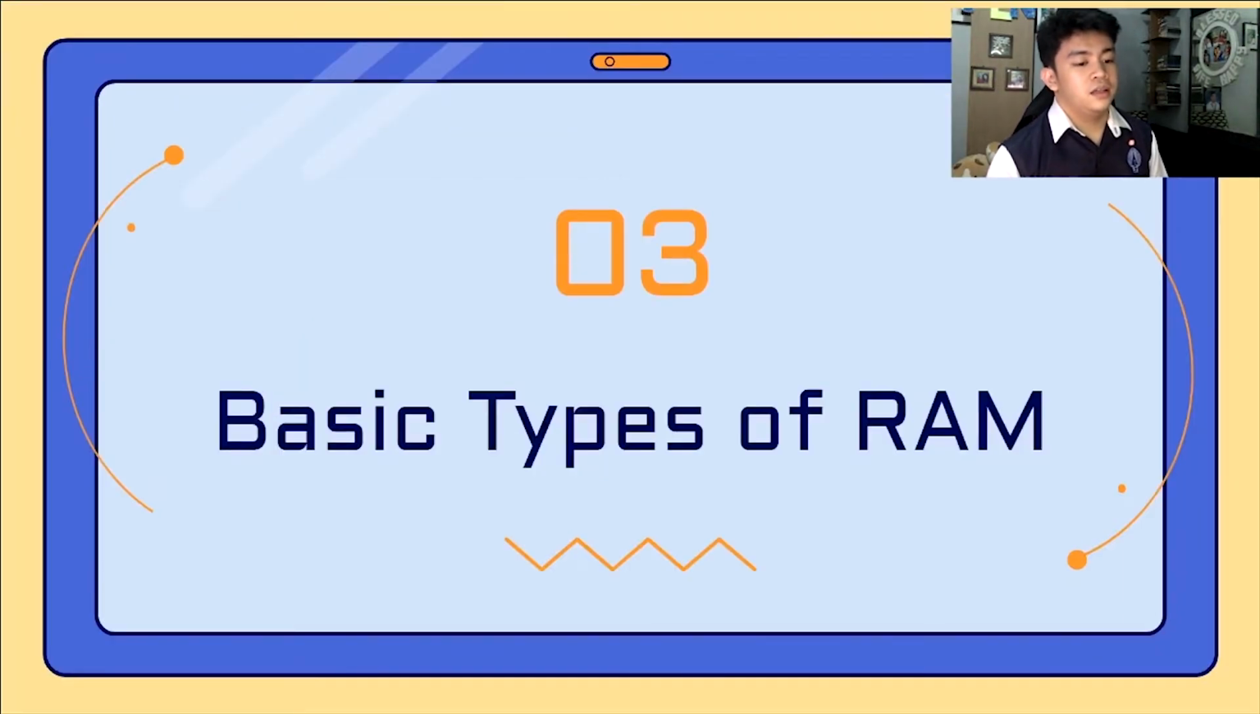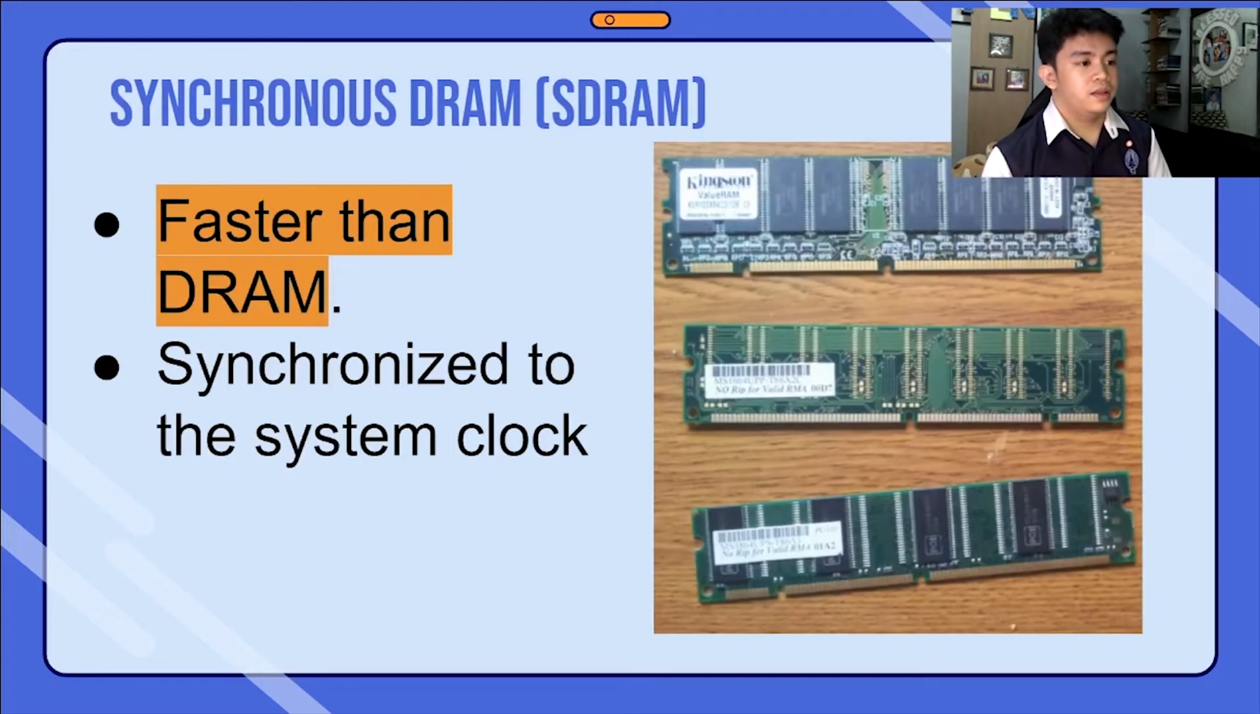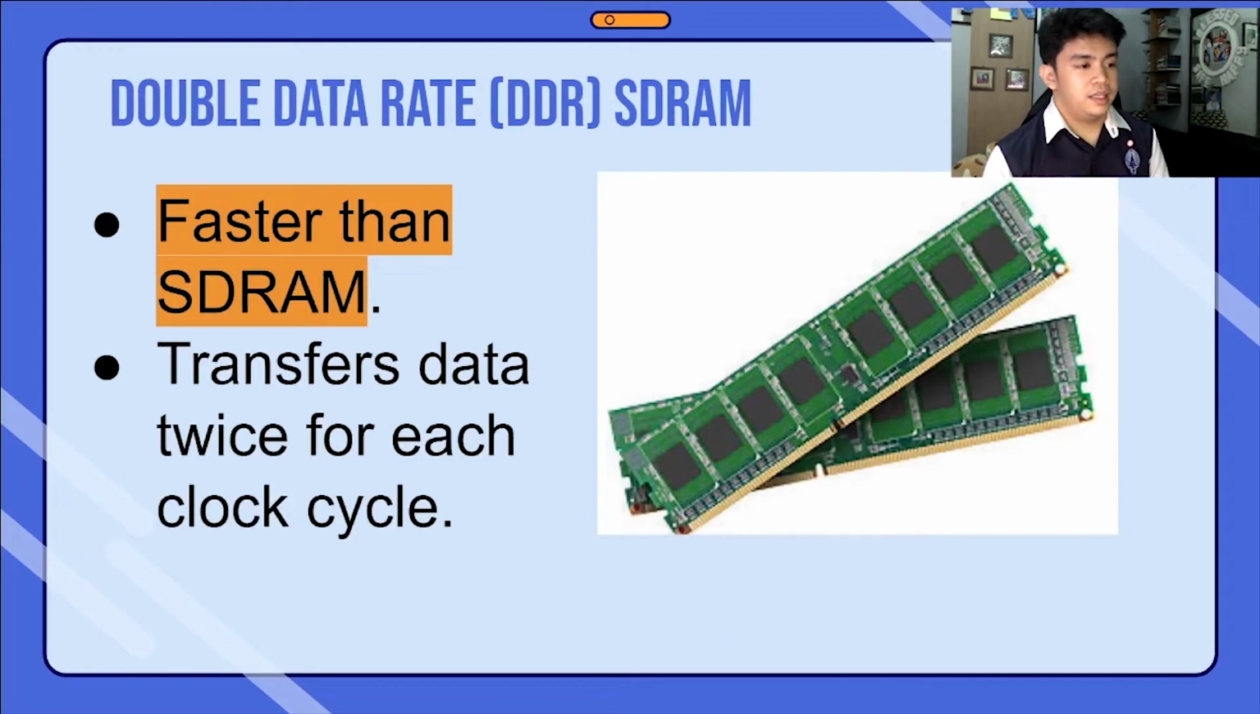Next ay ang 3 basic types of RAM. First ay ang dynamic RAM or ang DRAM. So this needs to be recharged by the CPU, if not, it loses content. Next ay ang synchronous DRAM or an SDRAM. So this is pretty much faster than the DRAM and is synchronized to the system clock. Next ay ang double data rate or DDR SDRAM, faster than the SDRAM.